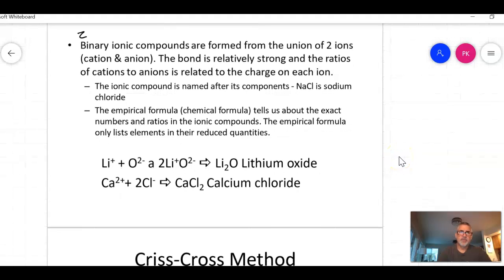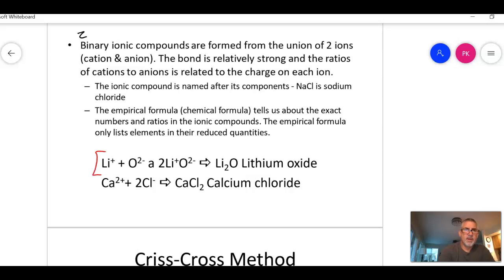compounds. The important thing is when I put them together, the compound has to be neutral, and it has to be reduced with its subscripts. The subscript is this one at the bottom right there. So it has to be neutral and it has to be reduced. The way we do this is what's called the crisscross method, coming up.